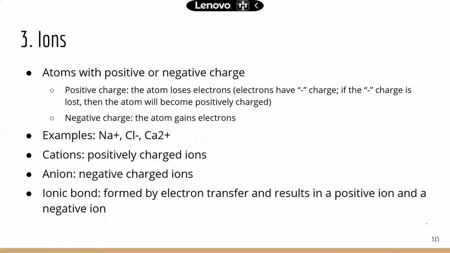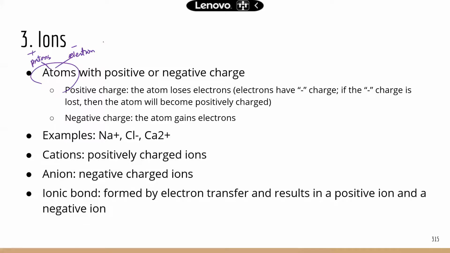Next, let's look at ions. Ions are atoms with a positive or negative charge. We talked about atoms earlier, and we determined that atoms overall are neutral, right? Because the positive charge from the protons and negative charge from electrons cancel out.